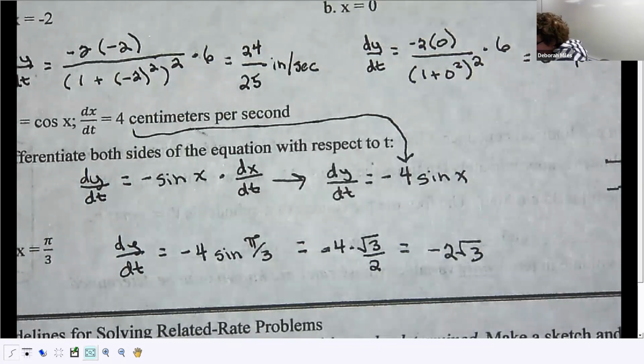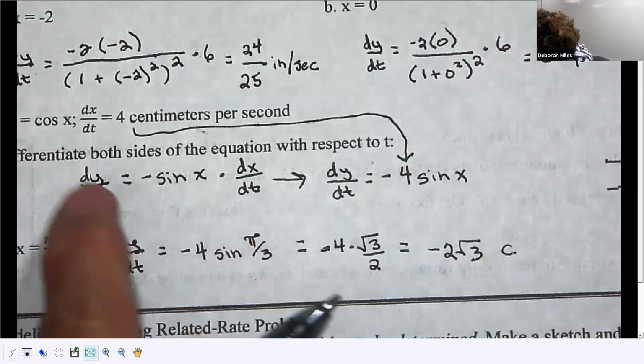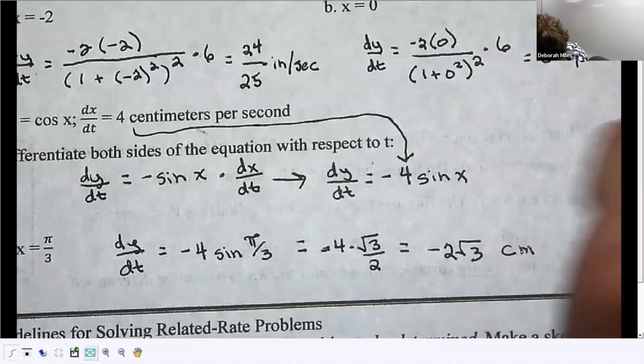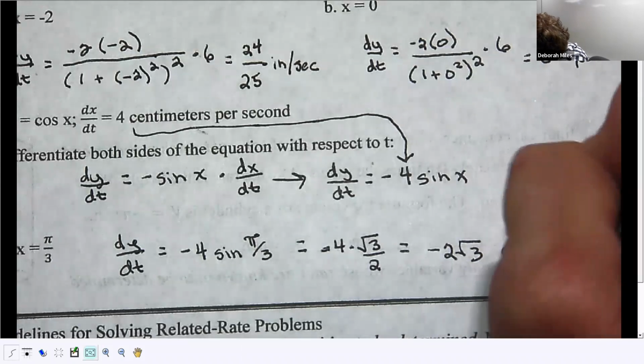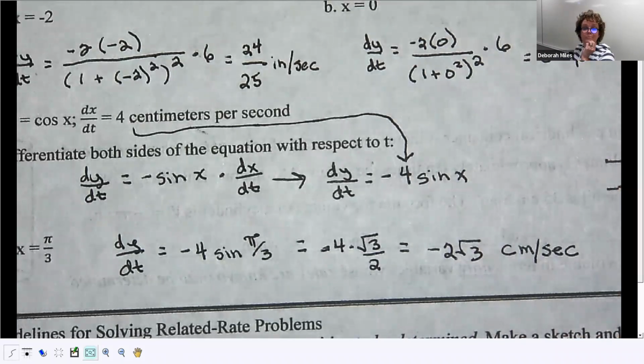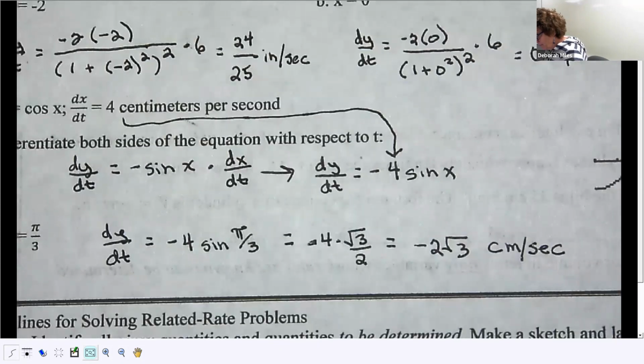Hey, what should the units be there? Yeah, if x is measured in centimeters, dx over dt is measured in centimeters per second, then dy over dt is measured in centimeters per second as well. So far, so good? All right.